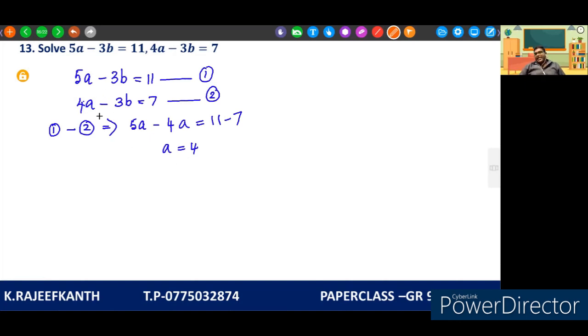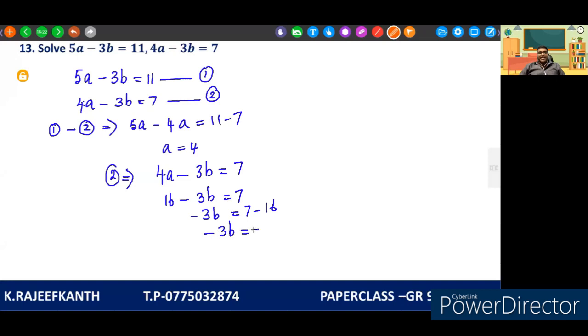Here the coefficients are equal. So we subtract the second equation from the first equation. Then a is equal to 4. Now we are going to substitute the value of a in any equation. Here I will substitute in the second equation. 4a minus 3b is equal to 7. Here if a is equal to 4, then 4a is equal to 16, minus 3b is equal to 7. Here we have to move this 16 to the right side of the equal sign. Then minus 3b is equal to minus 9.